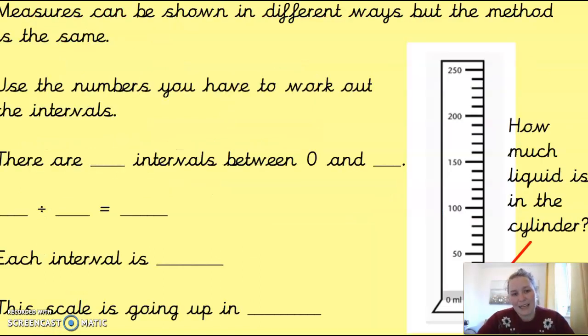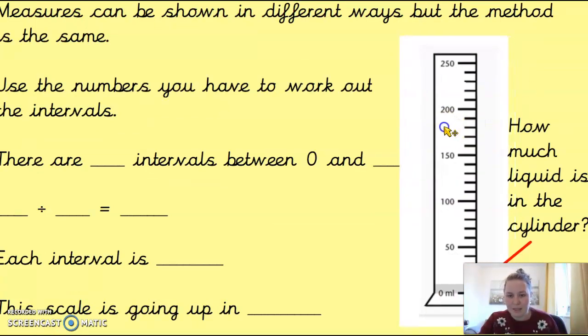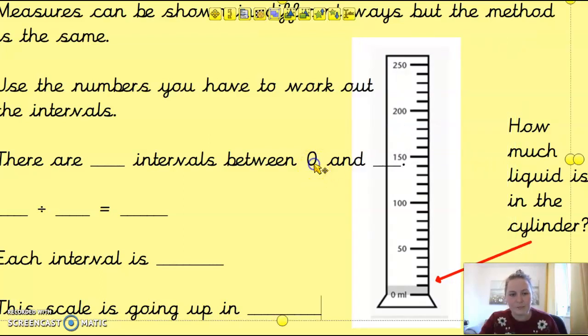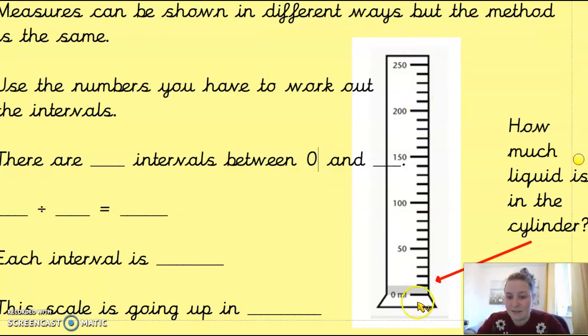Let's have a look at another kind of question that you might get. Let me just shift this over so that you can see it. Okay. So this is a measuring cylinder. It's got some liquid in it. Hopefully you can see the liquid line is here. We're going to work it out in exactly the same way. So look at what we've got.